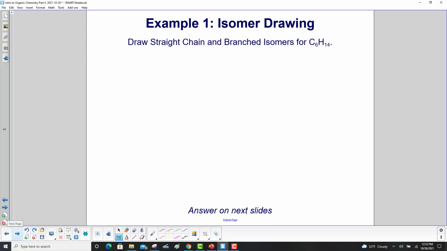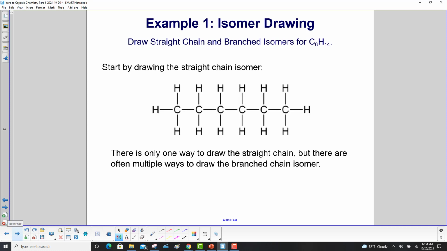One of the things you'll be asked to do with isomers is to draw pictures of them. So here, let's draw a straight chain and branched isomers for C6H14. Start by drawing the straight chain isomer. So we have 6 carbons, so we connect them all up like this, and then we put the H's around them, so each carbon has 4 bonds, and you'll find, hopefully, that that's 14 H's. There's only one way to draw the straight chain, but there are often multiple ways to draw the branched chain isomer.